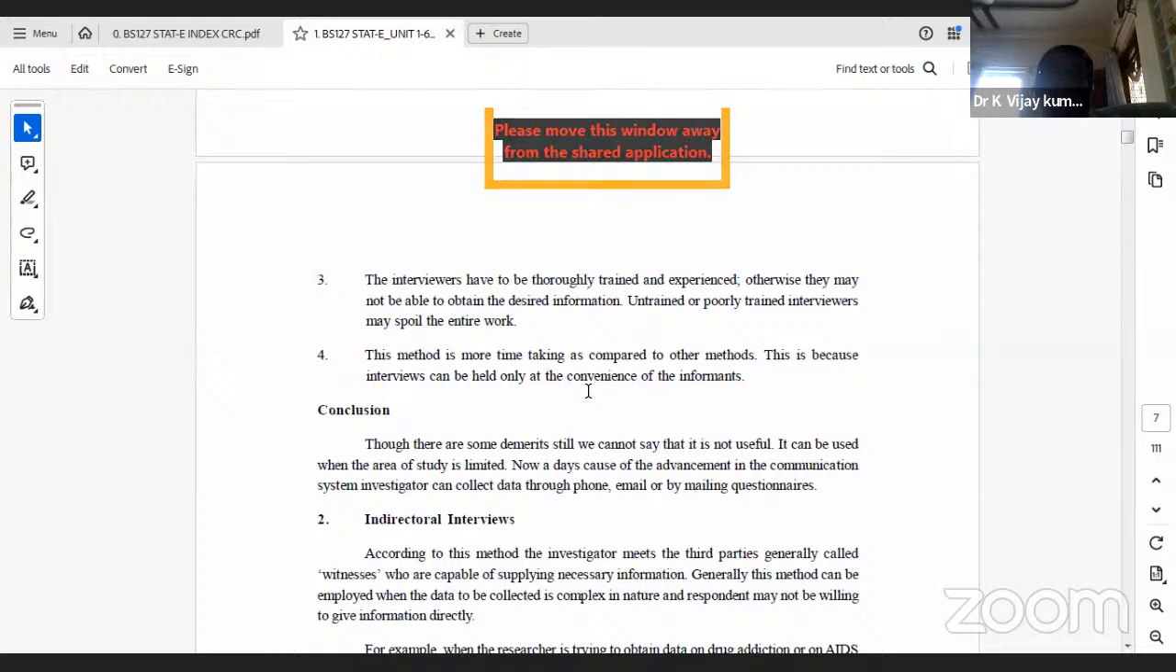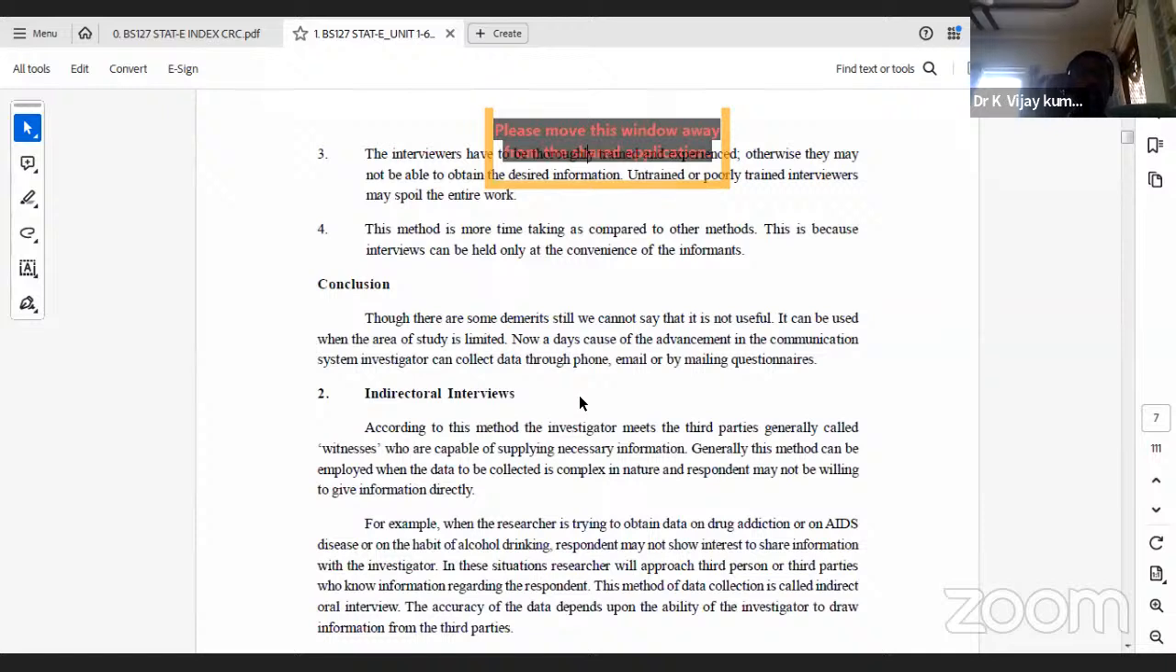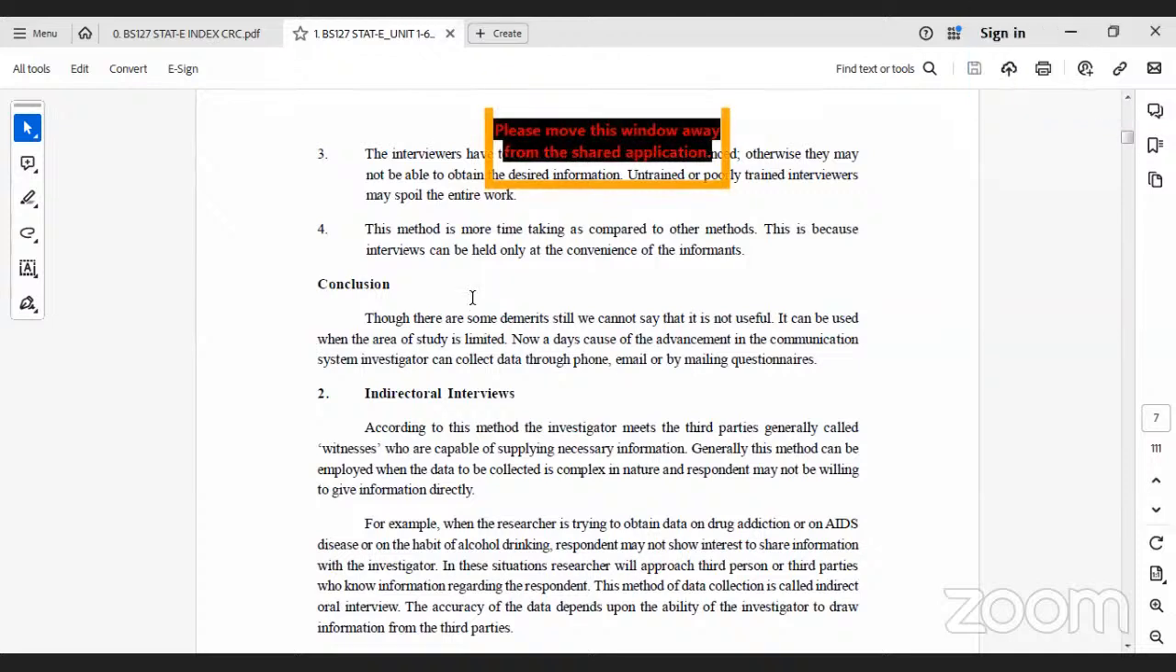Indirect interviews. According to this method, the investigator meets the third party, generally called a witness, who is capable of supplying necessary information. Generally, we can employ this method when the data is of a complex nature and the respondent may not be willing to give information directly.